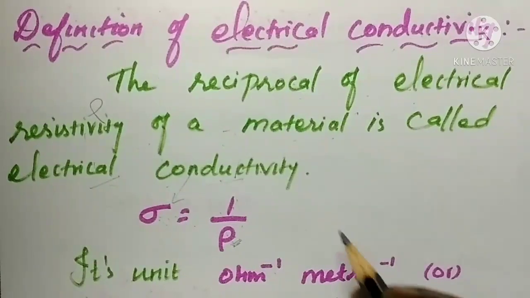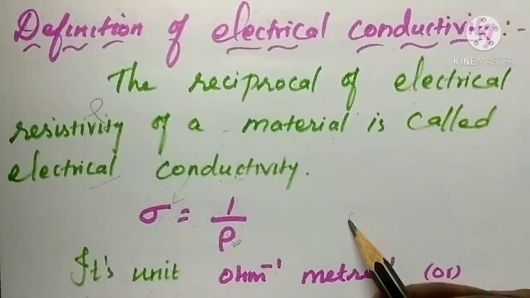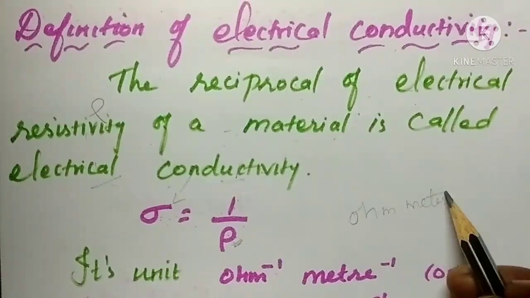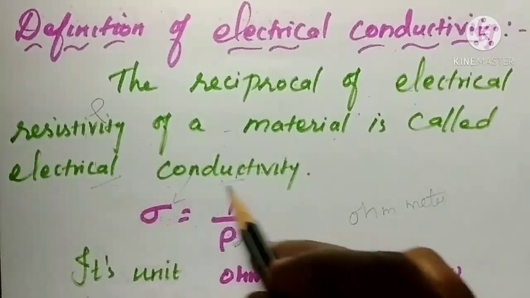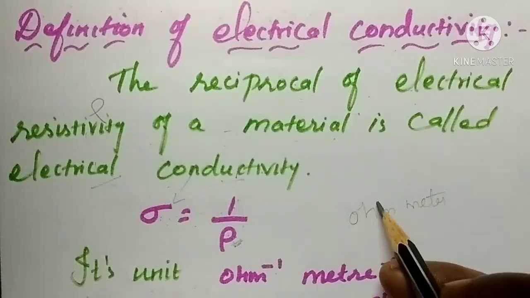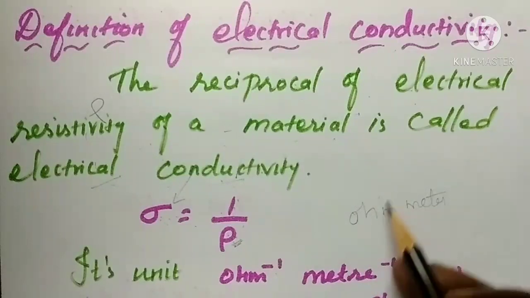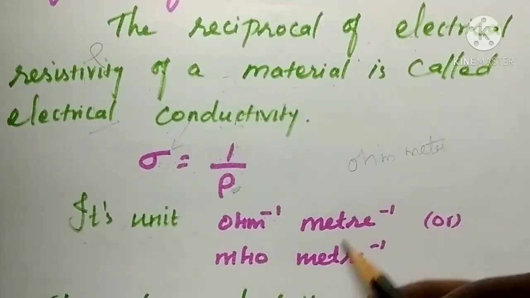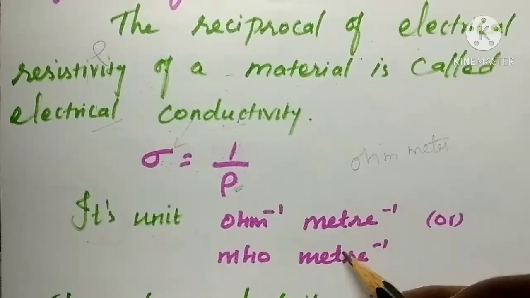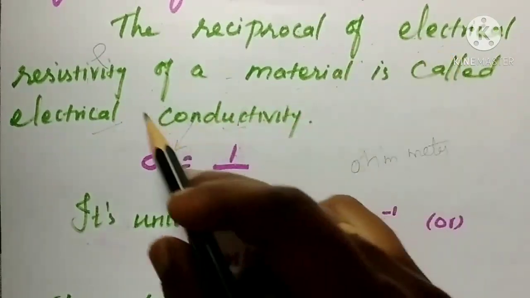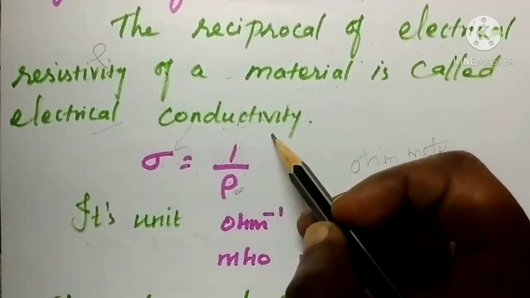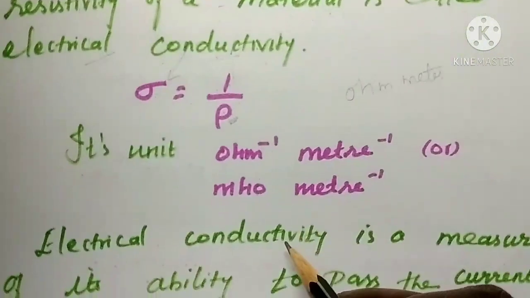You all know the unit of electrical resistivity we studied: ohm meter. Now the unit of electrical conductivity, you just have to take the inverse: ohm power minus 1, meter power minus 1. Or instead of ohm power minus 1, we can write mho, and meter power minus 1. So the reciprocal of electrical resistivity of a material is called electrical conductivity.